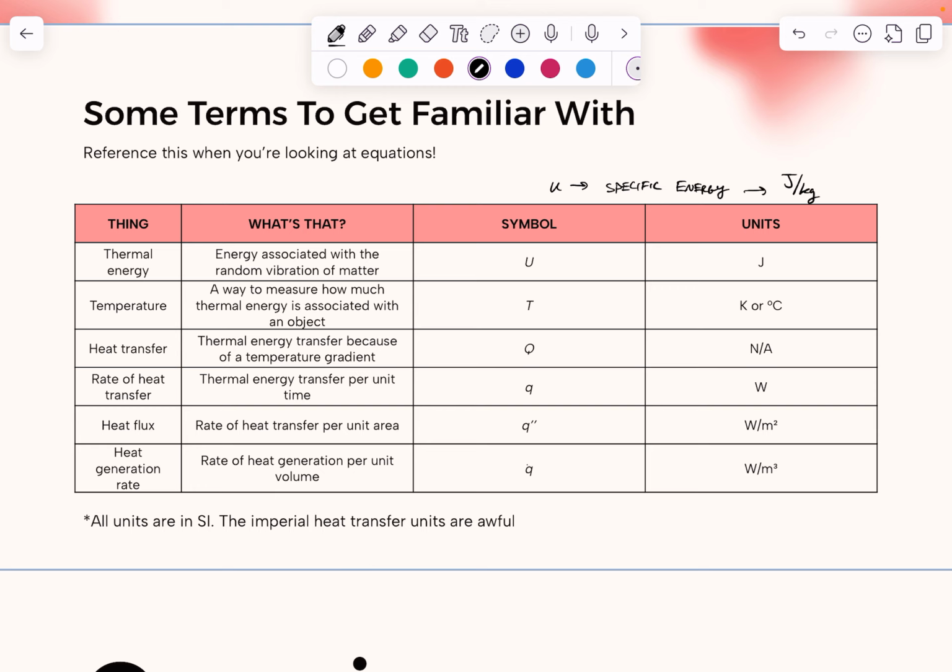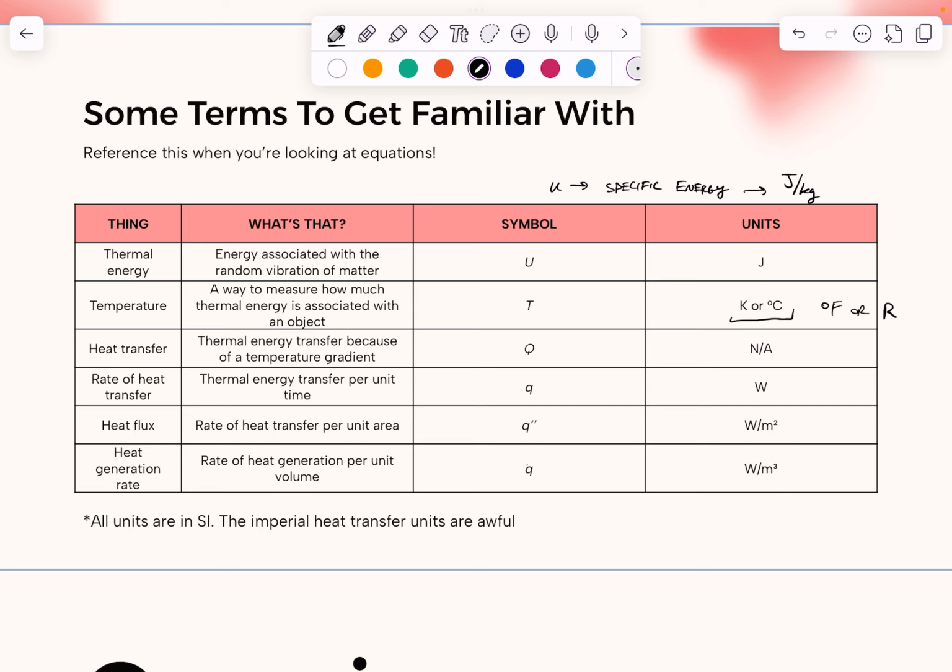And these are the SI units only, which is what we will use. You'll see that either as Kelvin or Celsius. You can also see that as Fahrenheit or Rankine. Okay, so heat transfer. Heat transfer is usually given the symbol Q. It's the amount of heat transferred.